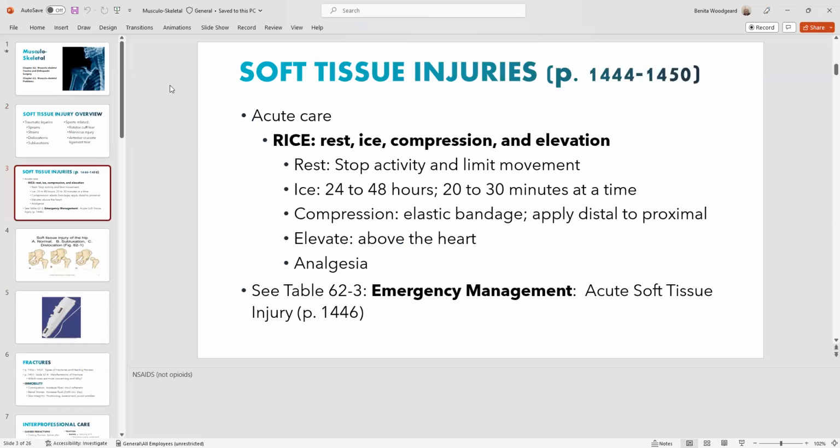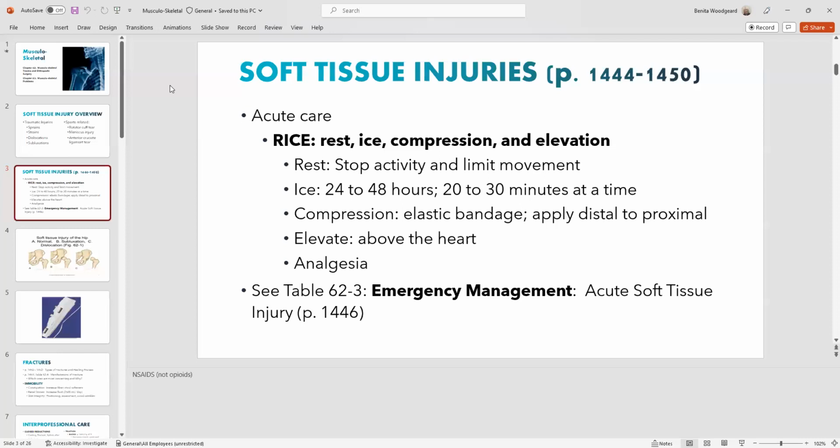All right, so again, soft tissue injuries, acute care is the RICE: stopping the activity, limiting the movement, using the ice for the first day or two, 20 to 30 minutes at a time. When you find questions that say ice continually, that answer is not correct. You might have done that at home, but that's not what you're supposed to do. It's not what we would do in the hospital.